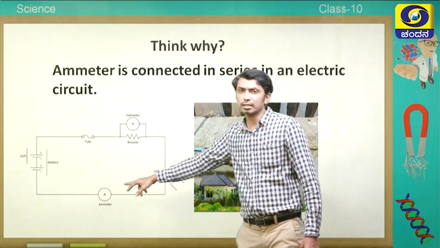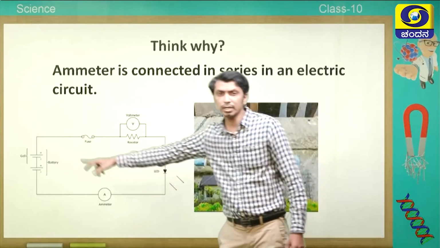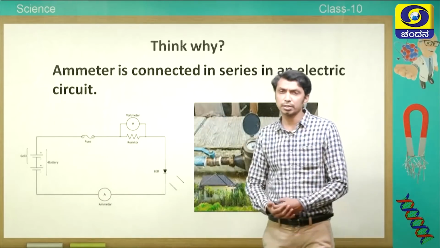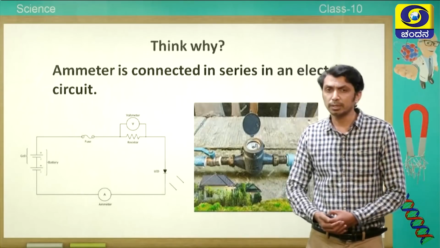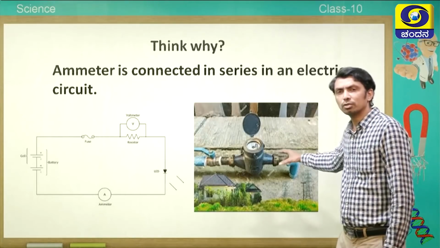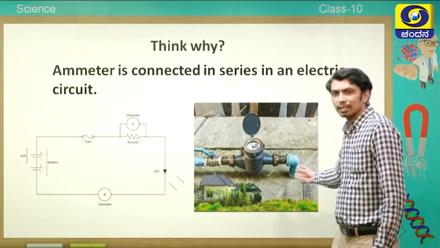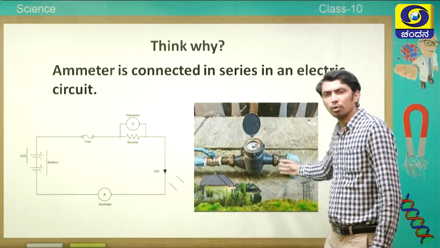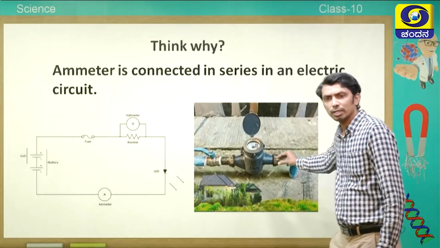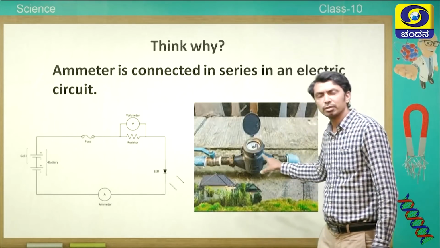Now why is it connected in this manner in an electric circuit? It is connected with the battery, or what we call a series connection. Now you may know that at our homes we have a meter to measure the amount of water we use, right? The water supply that enters our homes has a meter fitted at the entry point so that the entire water the home is consuming is measured through this meter.